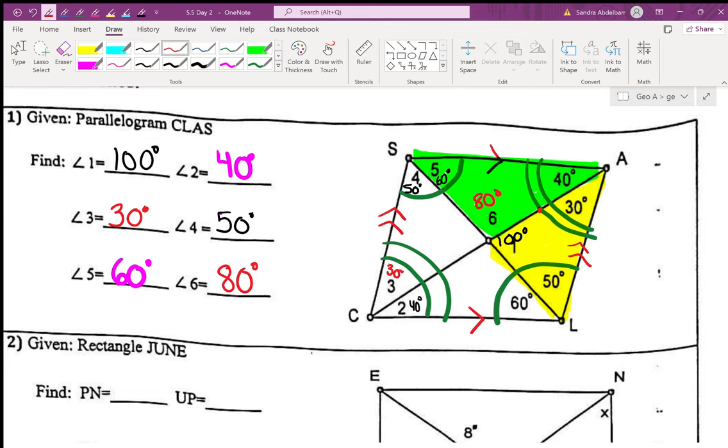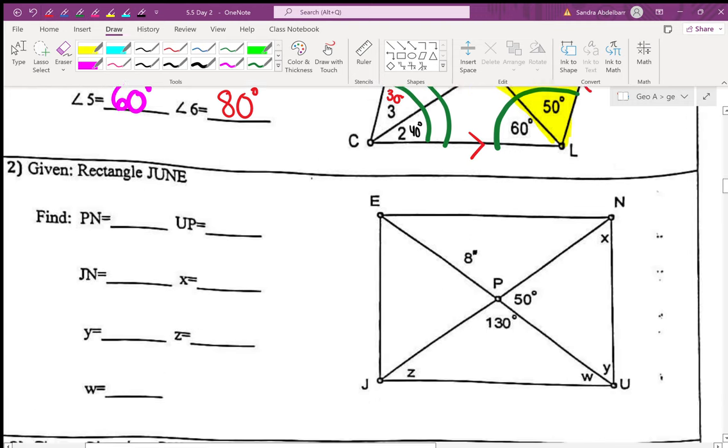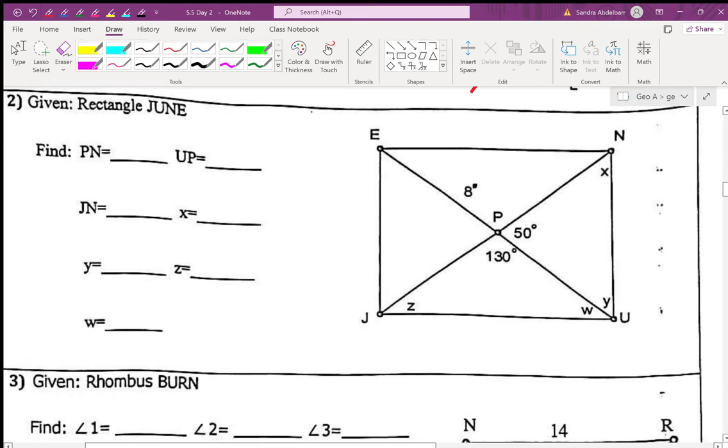Okay, let's do another one. All right, so number 2 is saying we have a rectangle. If they tell us we have a rectangle, that means we can use all the properties of a rectangle. So there's a lot going on here. I'm trying to find sides, I'm trying to find angles, I'm pretty much trying to find a lot of things. So I'm going to go through all the properties that I know of a rectangle, since they're basically asking me for a lot. So in a rectangle, I know opposite sides are congruent, so I'm marking that.